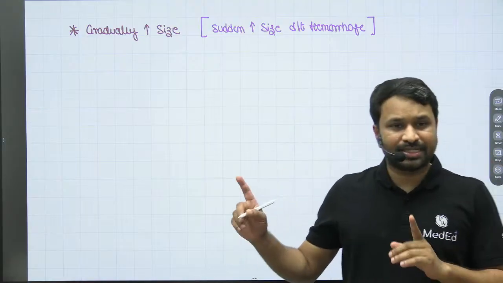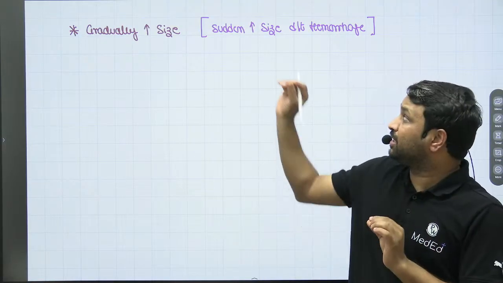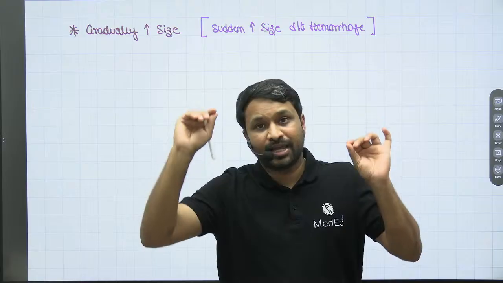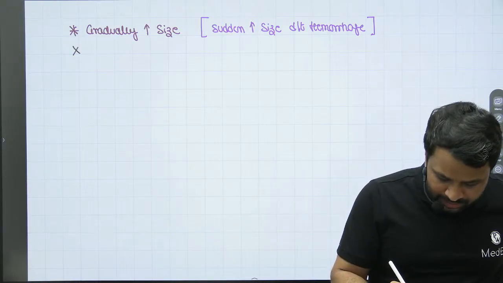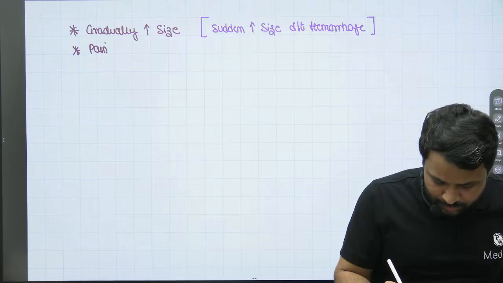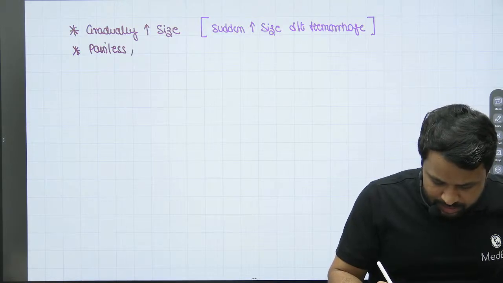So gradually increasing in size is the norm, but there can be sudden increase in size, and that sudden increase in size is because of hemorrhage. As I told you that these swellings usually remain painless. So when you palpate, there will be no tenderness. So it is non-tender.